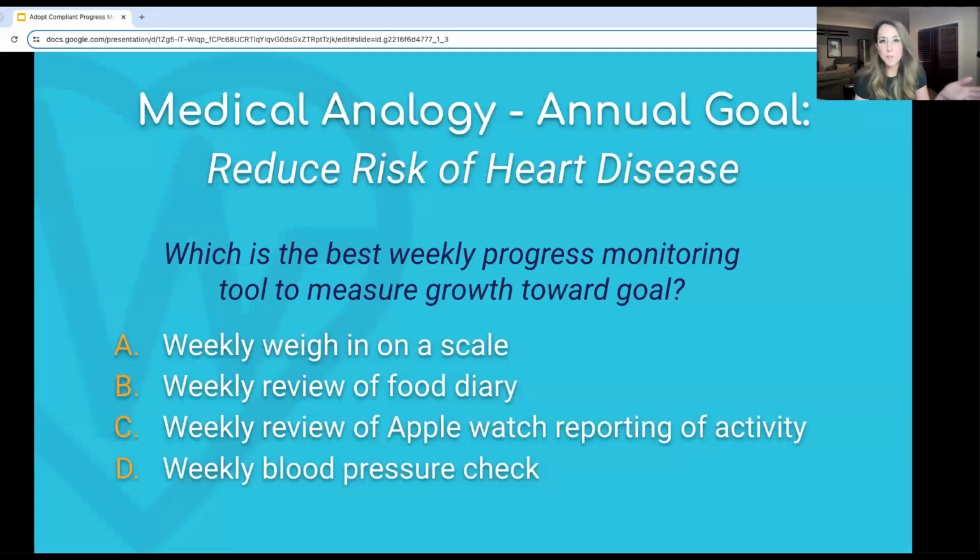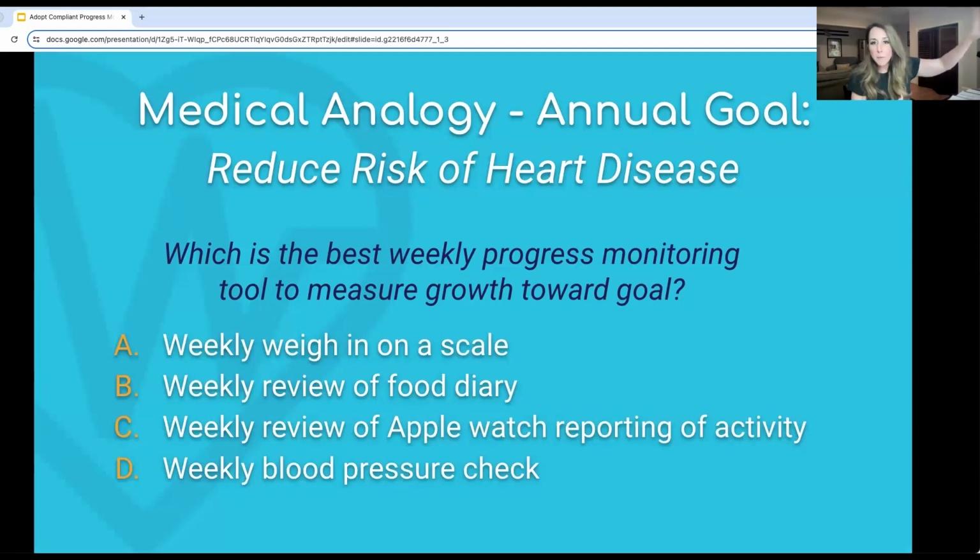So let's do a quick medical analogy to really bring home what constitutes valid and reliable progress monitoring. Let's say I set an annual measurable goal for myself to reduce my risk of heart disease. The actions I'm taking to meet this goal include finding a heart-healthy diet, keeping a food diary to make sure I stick with it, planning to exercise 3 times a week, and tracking my exercise with my Apple Watch.